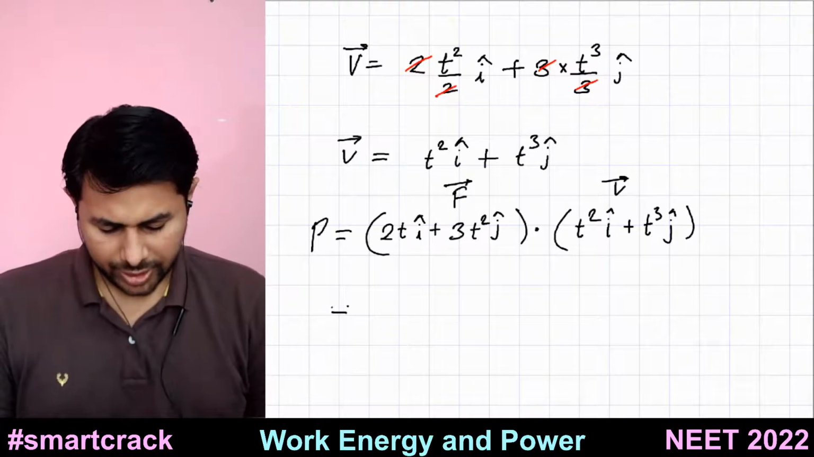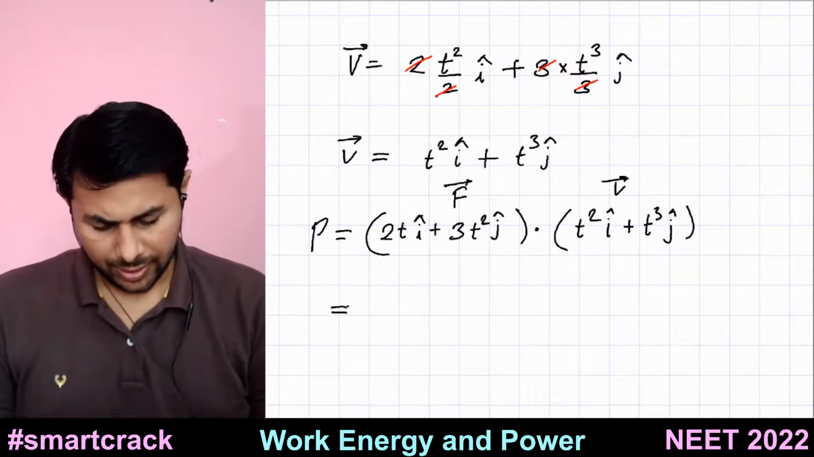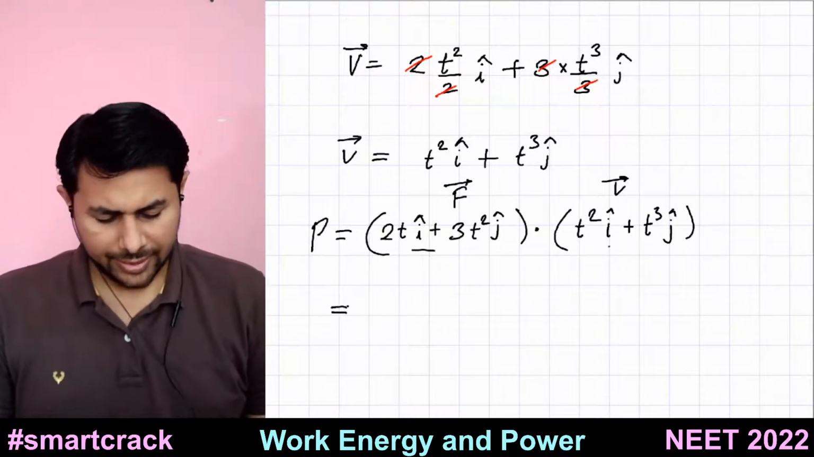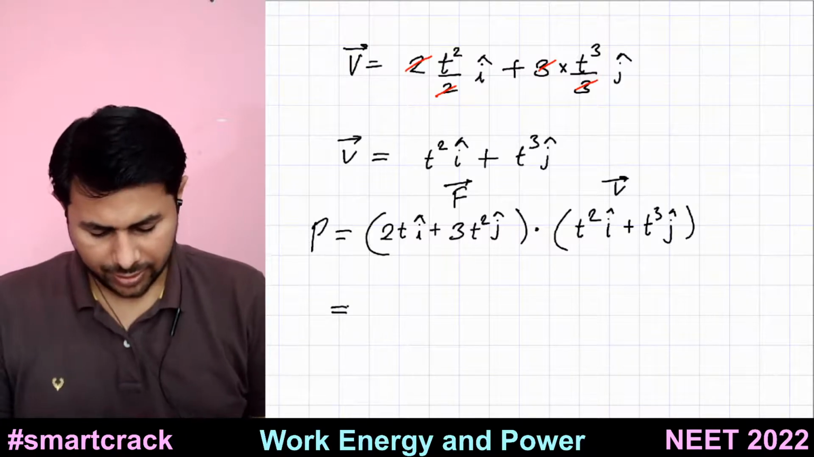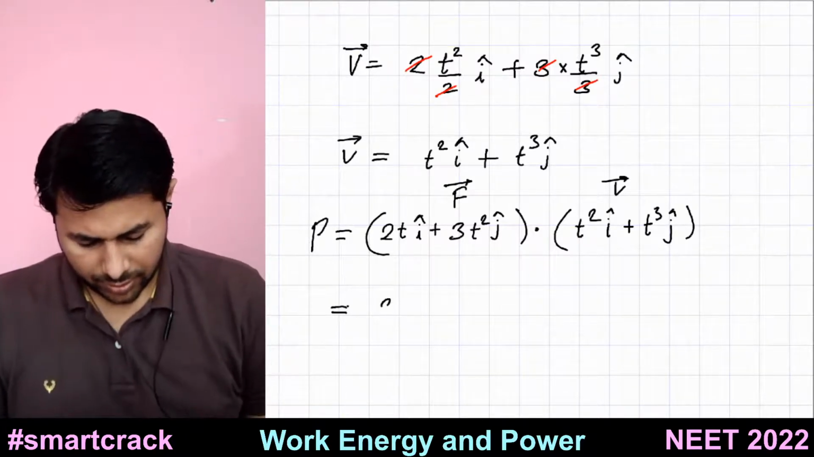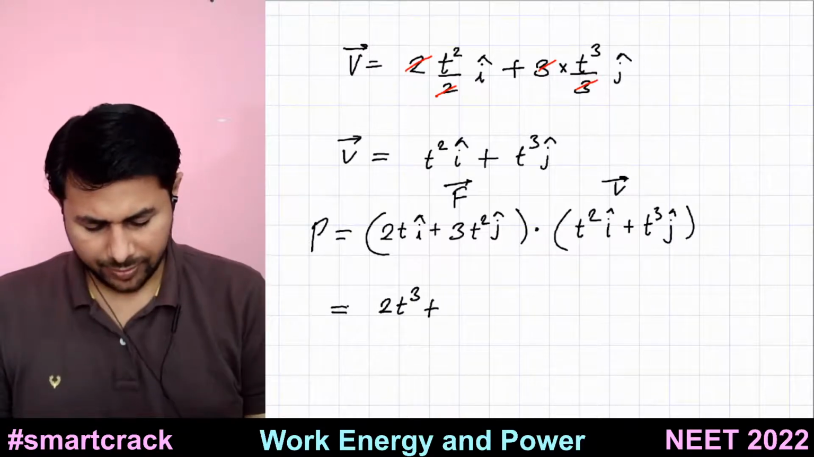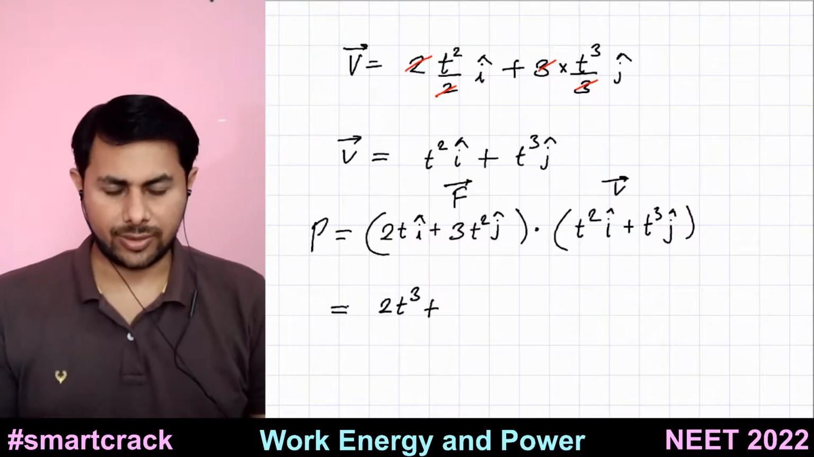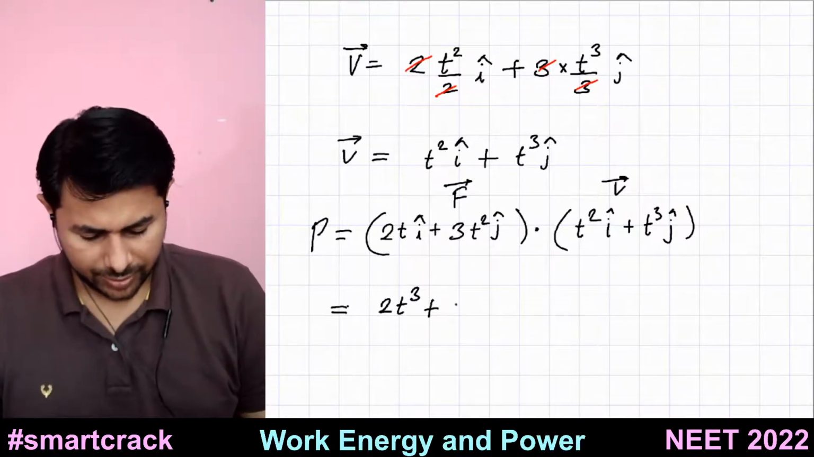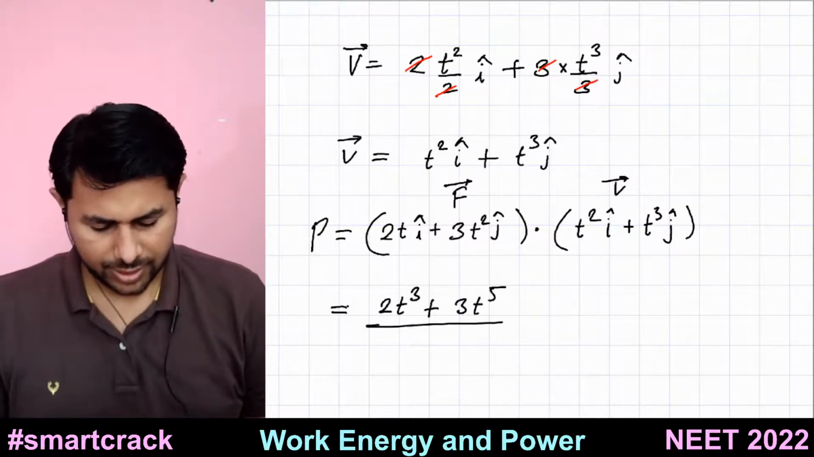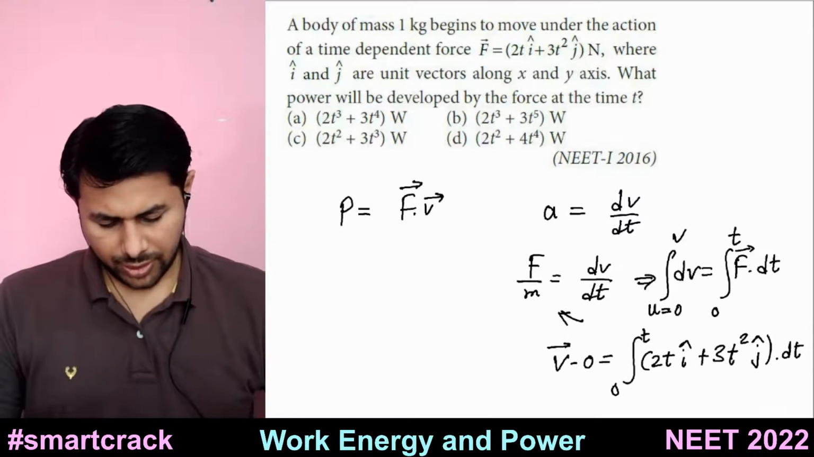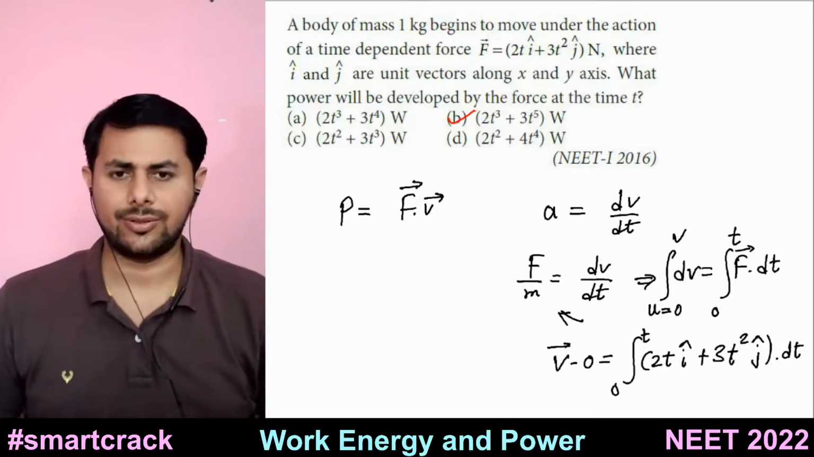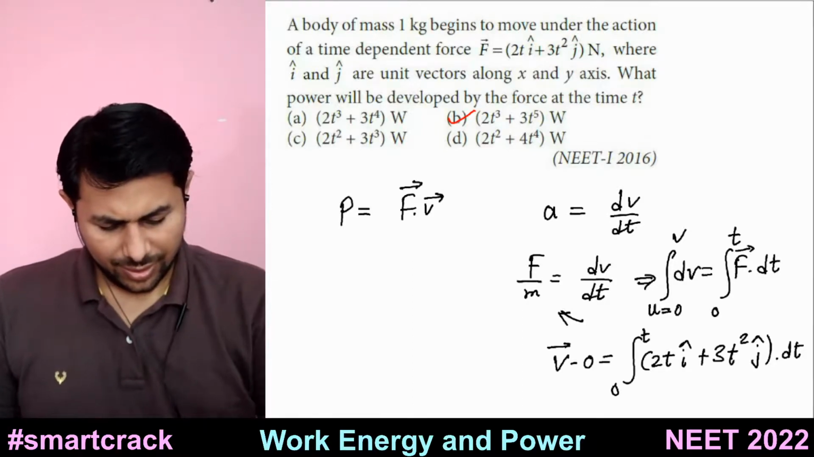Power is the dot product of force and velocity. So 2t into t square, how much? i dot i is 1, 2t into t square is 2t cube, 2 times t cube, plus we have 3t square into t cube. So 3t raised to 2 plus 3. T square into t cube is t raised to 5. So 3t raised to 5. This is the answer. So 2t cube plus 3t raised to 5 is option B, and this is the answer. Okay.